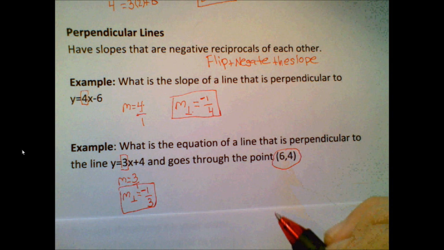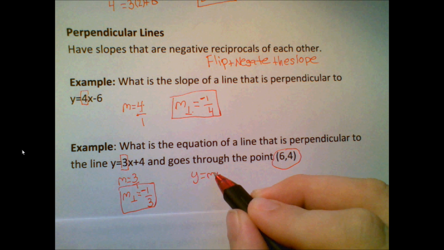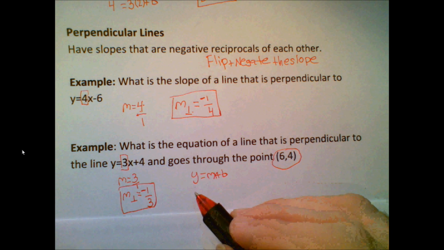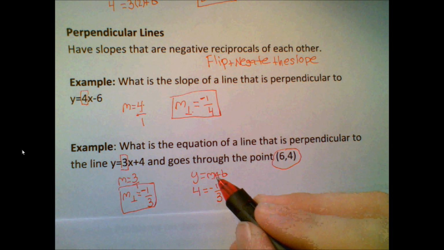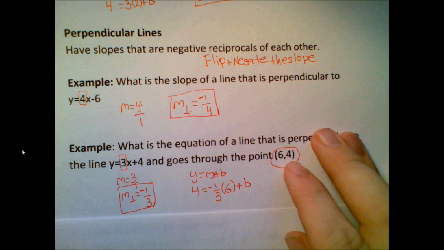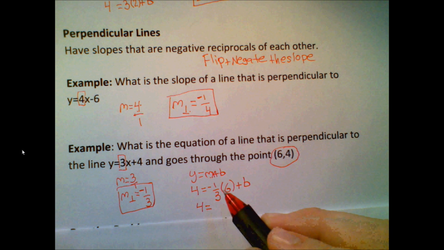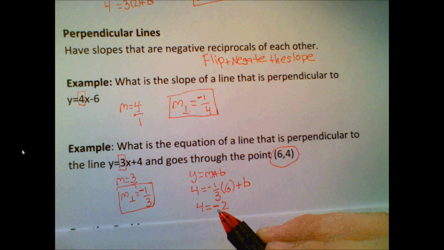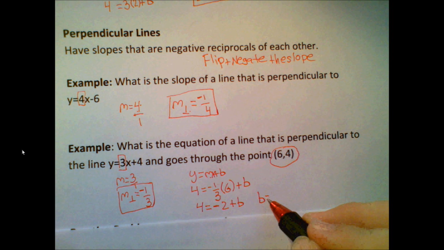So now we have to use our equation y equals mx plus b to figure out what our b value, the y-intercept, is. So we put 4 here. The slope is negative 1 over 3. Our x value is 6. And we need to figure out the b value. So we end up getting 4 equals negative 1/3 times 6, which is going to end up being negative 2, plus b. So our b value ends up being equal to 6.